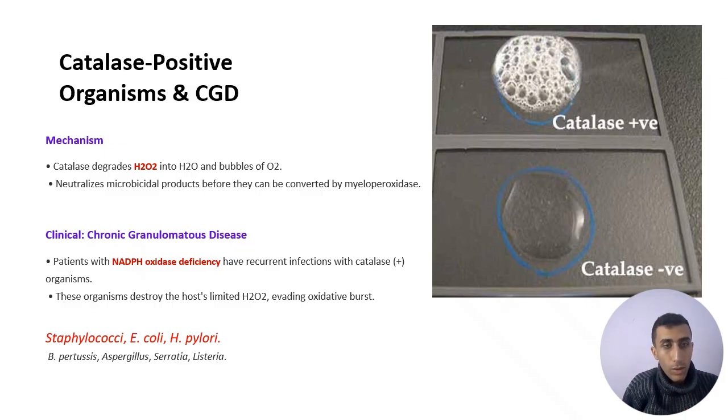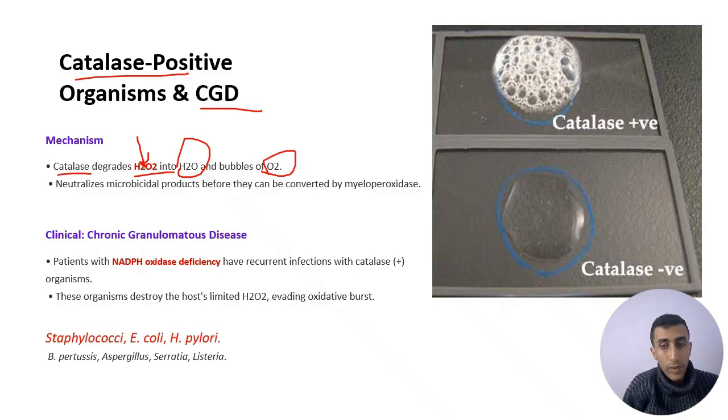We've got also catalase positive organisms, and their clinical importance in a disease called chronic granulomatous disease. You have to know that catalase is an enzyme that the bacteria may have or may not have, that degrades H2O2, which is toxic to the bacteria, into neutral substances such as water and oxygen bubbles. So they turn this very dangerous molecule, H2O2, into water and oxygen.